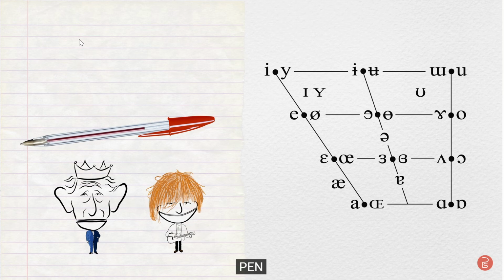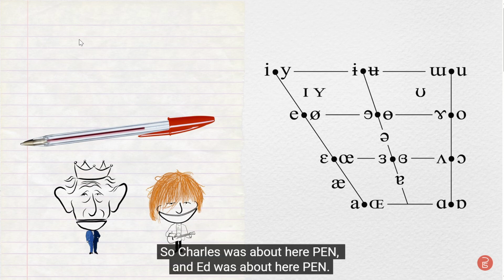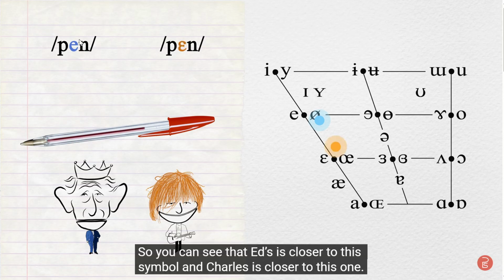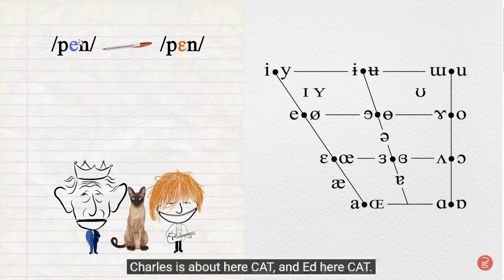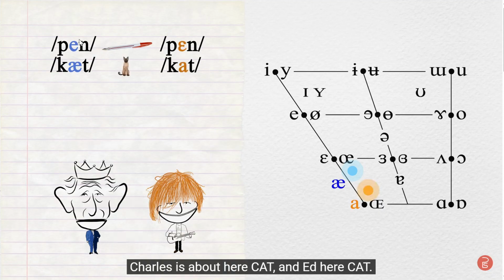Pin. Pen. So Charles was about here, pin, and Ed was about here, pen. So you can see that Ed's is closer to this symbol and Charles is closer to this one. Next word. Cat. Cat. Charles is about here, cat, and Ed here, cat.